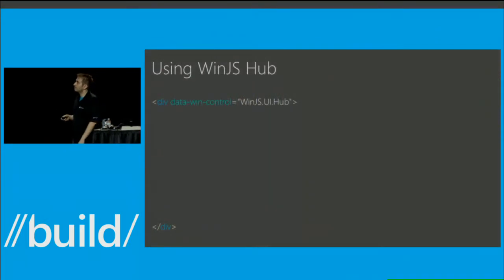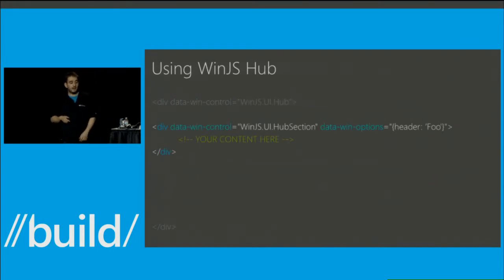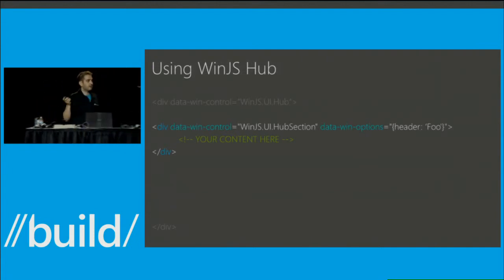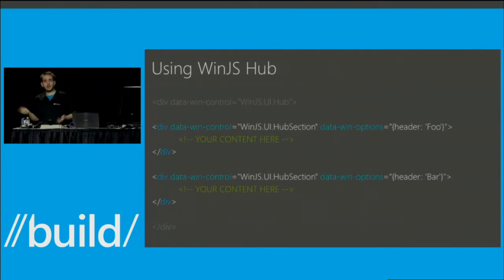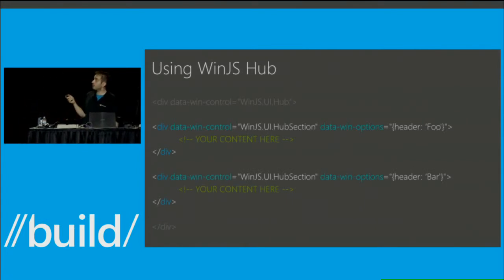Let's look at how you use it. You just create a WinJS UI hub, and then you put one or more hub sections inside it. And the hub sections have various options you can configure to control the title, if it's shown or not shown, if it's interactive, and so forth. And then you can put arbitrary content inside your sections. And you get that whole experience that I was showing you. So that's the hub control.